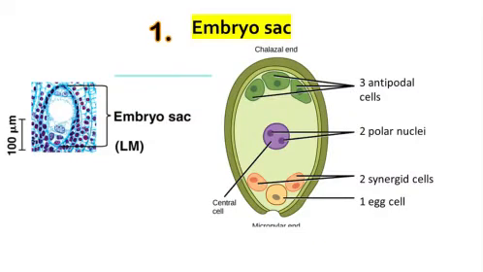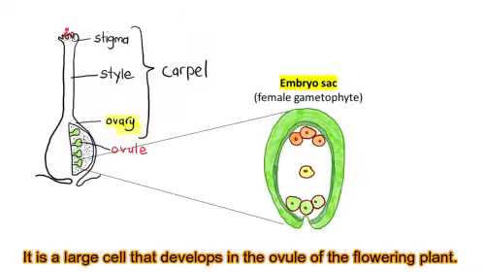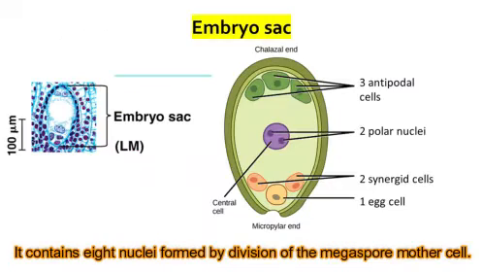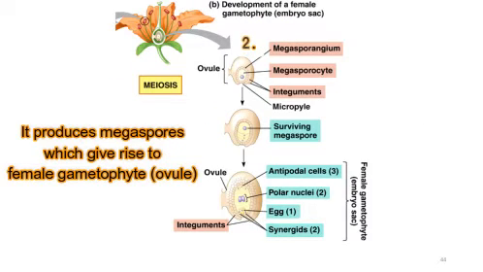The first term is embryo sac. It is also known as the female gametophyte. It is a large cell that develops in the ovule of the flowering plant. It contains egg nuclei, formed by the division of the megaspore mother cell. Second, megasporangium. It produces megaspores which give rise to the female gametophyte, which is the ovule.